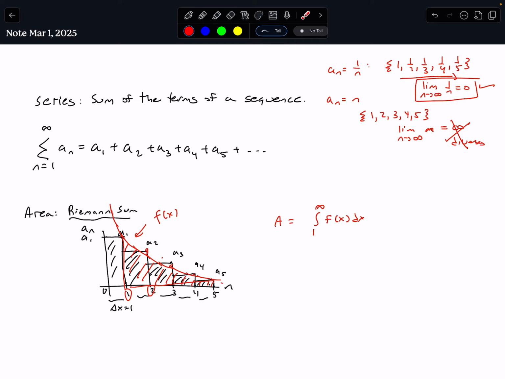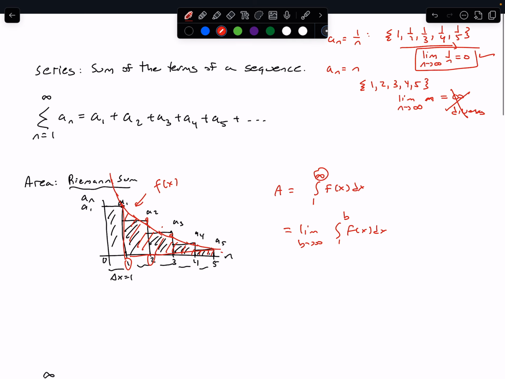So what I'm going to do instead is solve this integral itself. Now, be careful though. Notice this is improper, so we would have to write this as a limit as b goes to infinity of the integral from 1 to b of f of x dx. So what we're going to do now is solve this integral. And here's the thing.